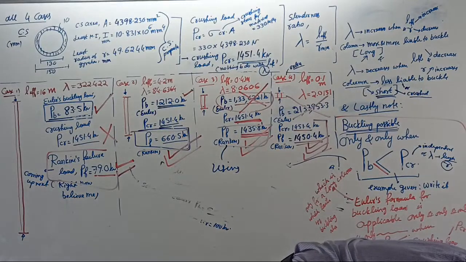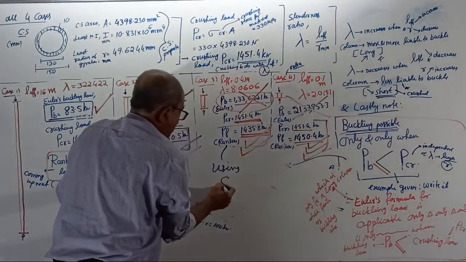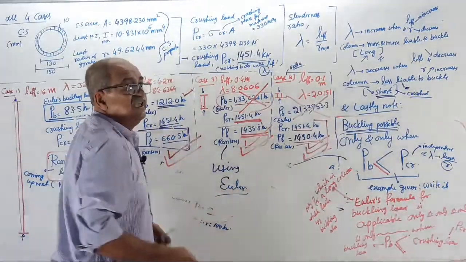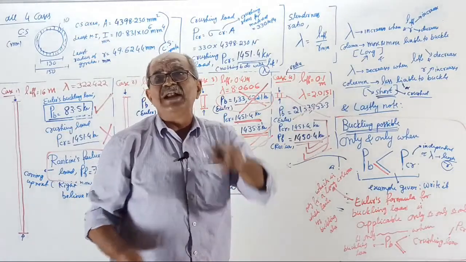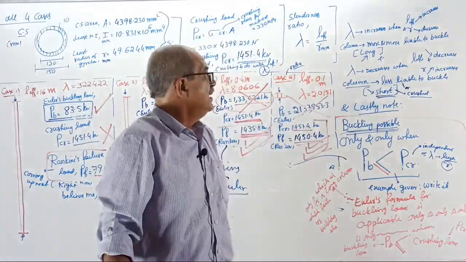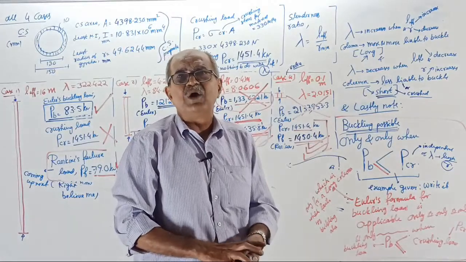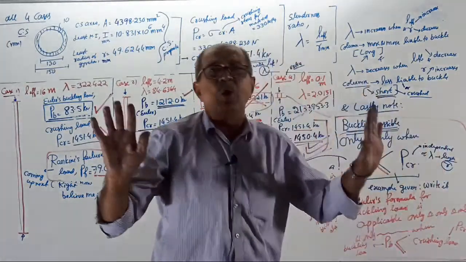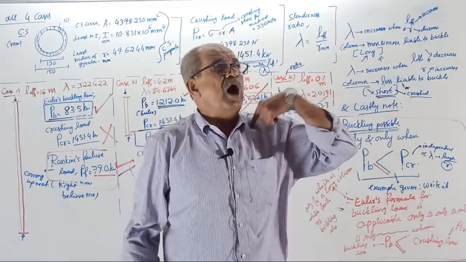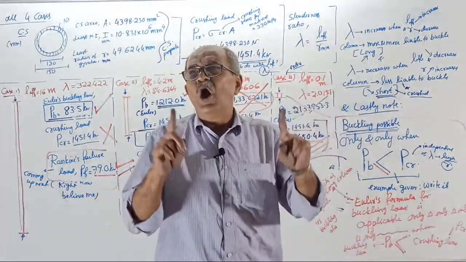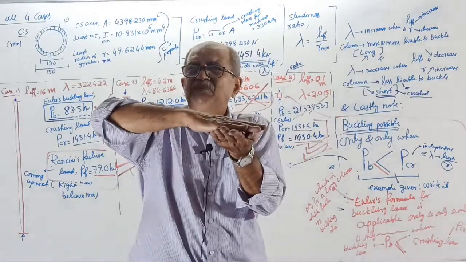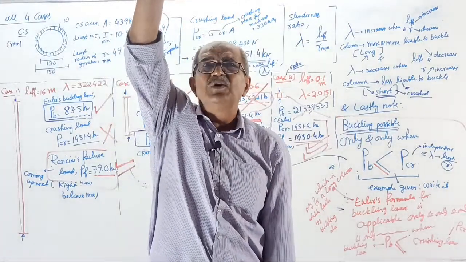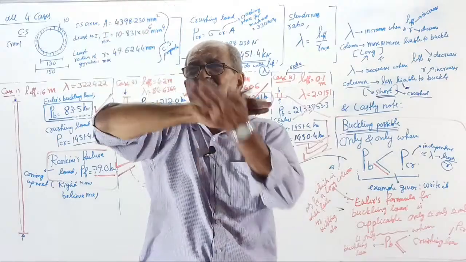Don't underestimate Euler. Rankine's formula also came using Euler's formula only. See, Euler only gave you the slenderness ratio. Remember, you can't blame Euler, because Euler very clearly told, what? Tell me. My formula is applicable only when the column is sufficiently long so that the axial compression effect is not there.